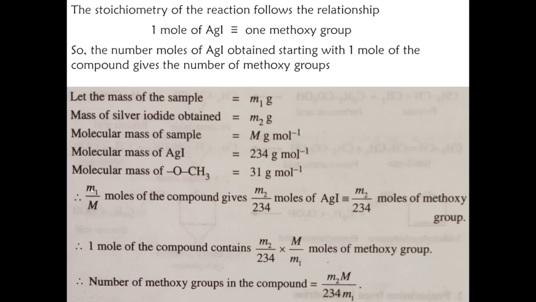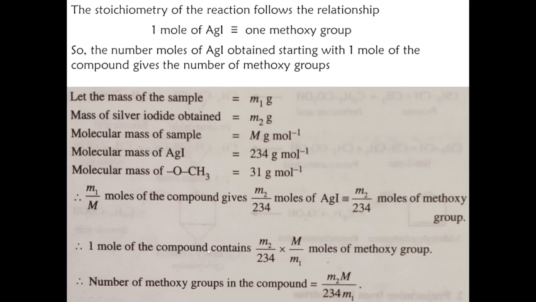Now we have to calculate for 1 mole of the compound. So instead of M1 divided by M, I just put 1. If you want to make it 1, this should be multiplied with capital M divided by small m1. If you multiply capital M by small m1 on the left hand side, here also you have to multiply it with capital M by small m1. Then we get 1 mole of the compound.